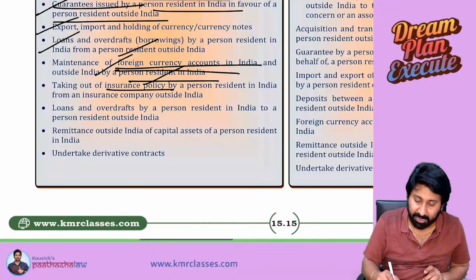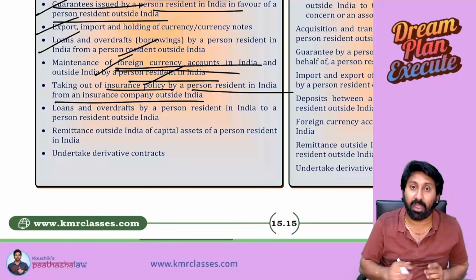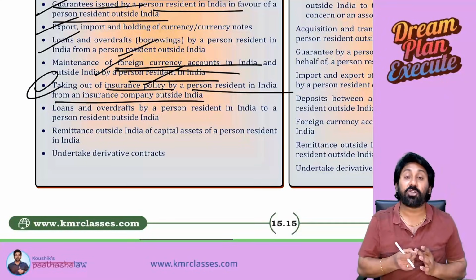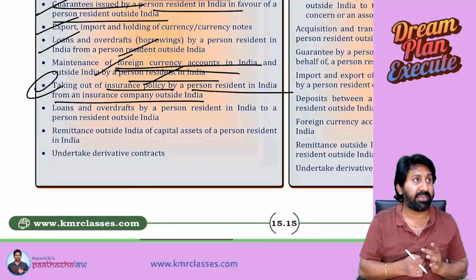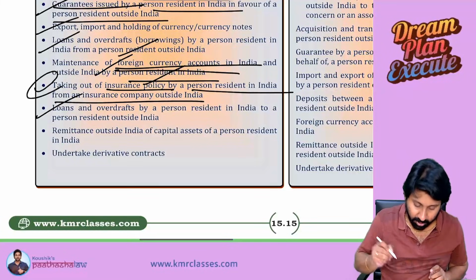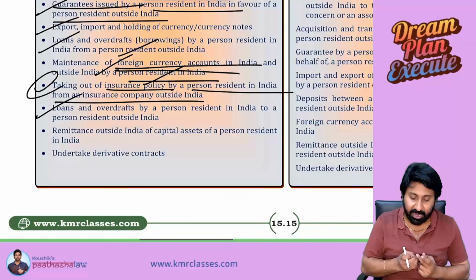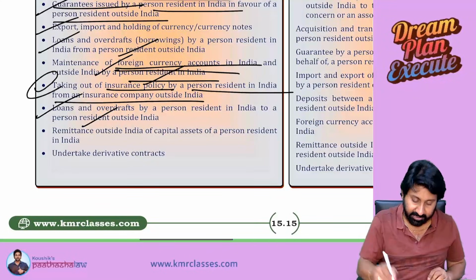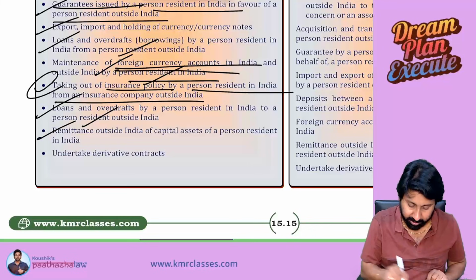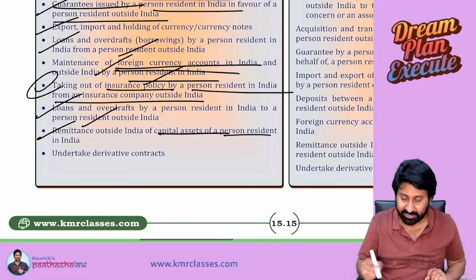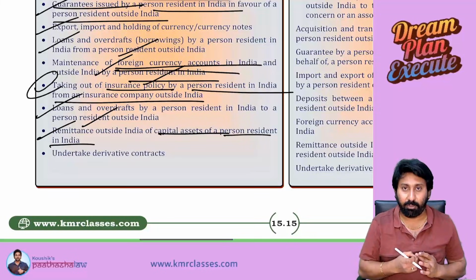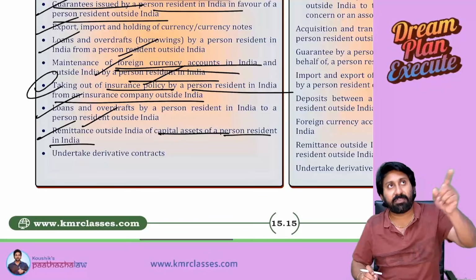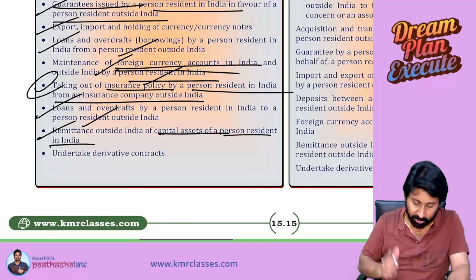Insurance policy by a person in India from an insurance company outside India. Remember this, they can ask a question: taking an insurance policy outside India, is it allowed? Yes, it is allowed. Next one. Loans and overdraft by a PRI to a PROI. See here, I am giving a loan; in the previous point, I am taking a loan. Remittance outside India of capital assets of a person resident in India. Means for a capital asset outside India, I am making the payment. That will also be taken.